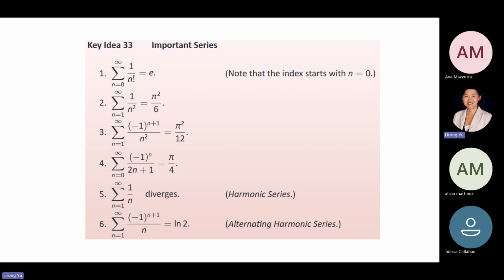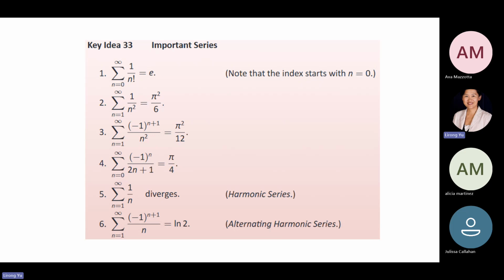All right, number 3 also has an n squared, but we have alternating 1/n squared. So we have an alternating sign. This is pi squared over 12. So that was pi squared over 6. This is pi squared over 12. So obviously the alternating sign causes the whole value to be smaller.